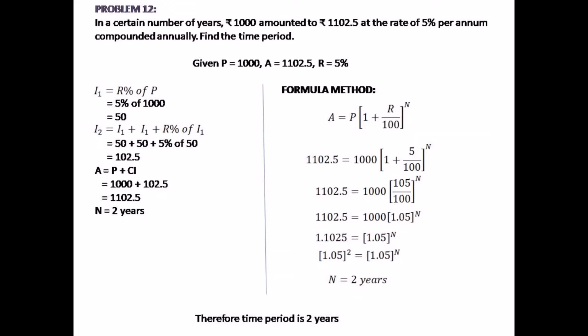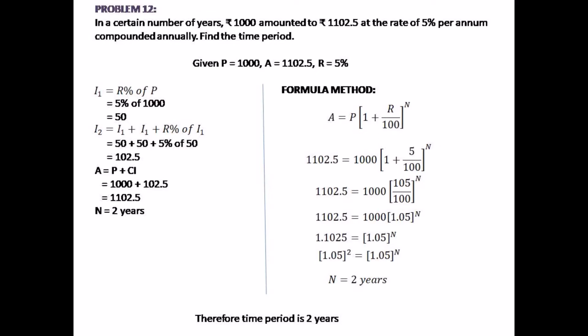In a certain number of years, rupees 1000 amounted to rupees 1102.5 at the rate of 5% per annum, compounded annually. Find the time period. Given P equals 1000, A equals 1102.5, R equals 5%. We have to find the number of years. I1 equals R% of P, that is 5% of 1000. Gives I1 is 50. I2 equals I1 plus R% of I1, that is 50 plus 5% of 50.